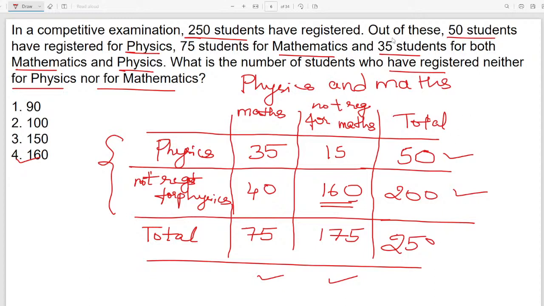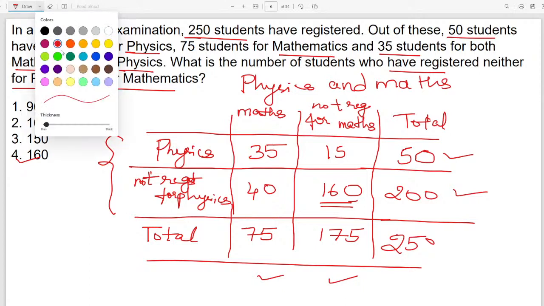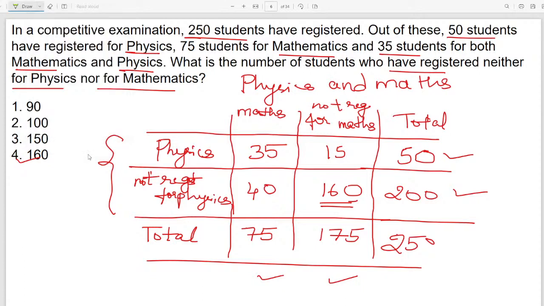And then they give the data. For example, in this case, they have given that 50 students have registered for physics. So I have written 50 here. If 50 have registered for physics, there would be 200 students who have not registered for physics. That's what is called mutually exclusive. So I'll write 200 here, because out of 250, 50 are here, so 200 would be here. So totally 50 plus 200 is 250.